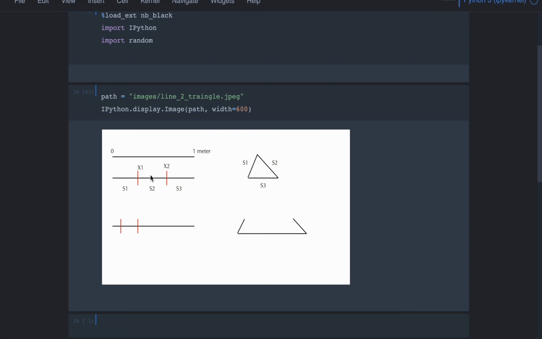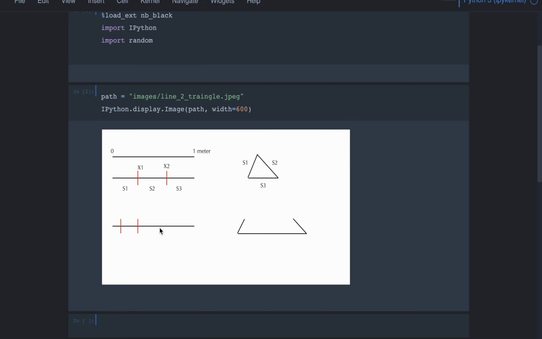For example, let's say we happen to pick this point x1 and another point x2. So we cut this line into 3 segments, and the length of each of these 3 segments is, let's say, s1, s2 and s3. Now the question is, can we form a triangle with these 3 segments? What is the probability that we can form a triangle with these 3 segments? For example, in this case, let's say we roughly cut the line into 3 equal proportions. Using these 3 segments, yes, we can form a triangle, right?